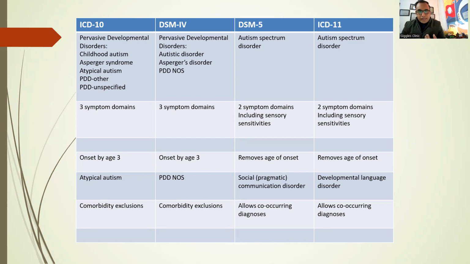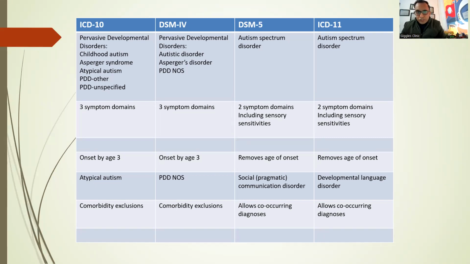Now in ICD-10 and DSM-4, they mentioned onset of age by 3. This was the age inclusion criteria in ICD-10 and DSM-4. But in DSM-5 and ICD-11, they have removed this age of onset. That means it can be diagnosed at any particular age, irrespective of age of onset. In DSM-4, they were using the terms PDD, NOS. They have been replaced totally and come under the new term autism spectrum disorder. Another important thing in DSM-5, they have introduced a new term, social or pragmatic communication disorder, known as SCD, which was not present in DSM-4 or ICD-10.